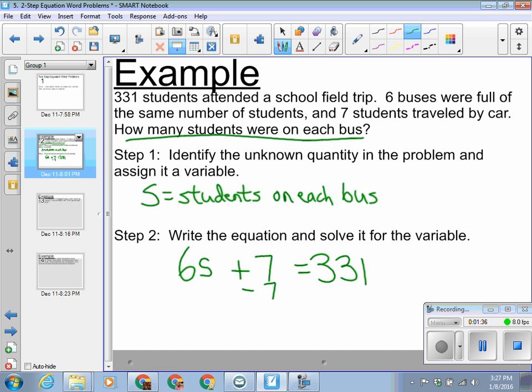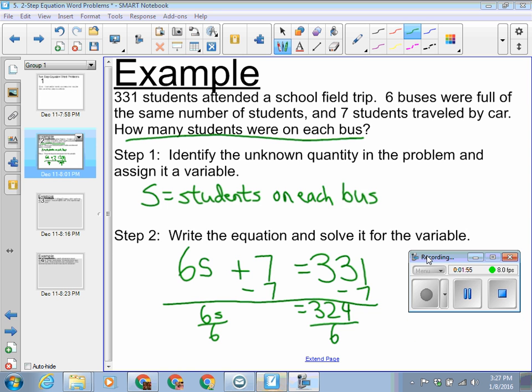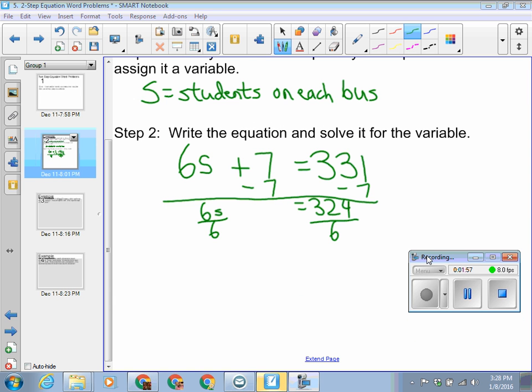So, isolate the variable term by subtracting 7 from each side. We have 6s equals 324. We divide both sides by 6. I don't have a calculator handy with me right now, but do some quick mental math here. That should be 54. So we should have 54 students on each bus.